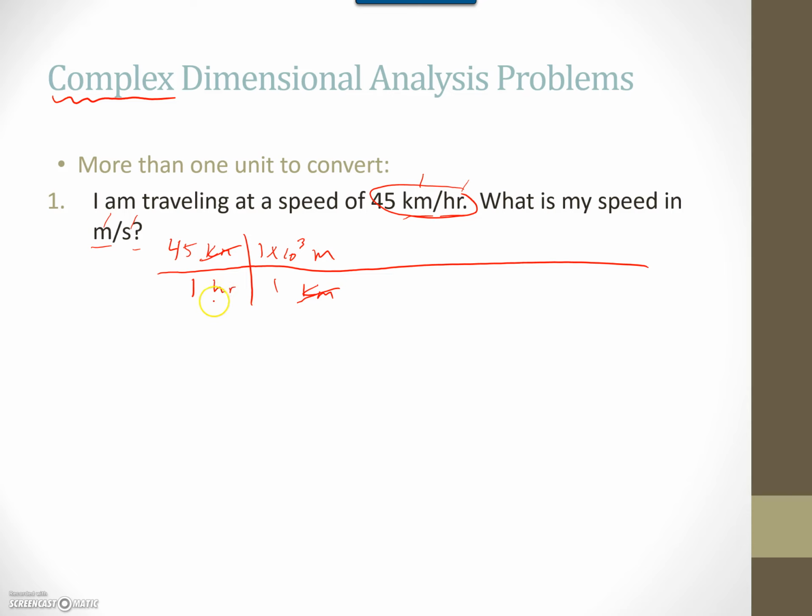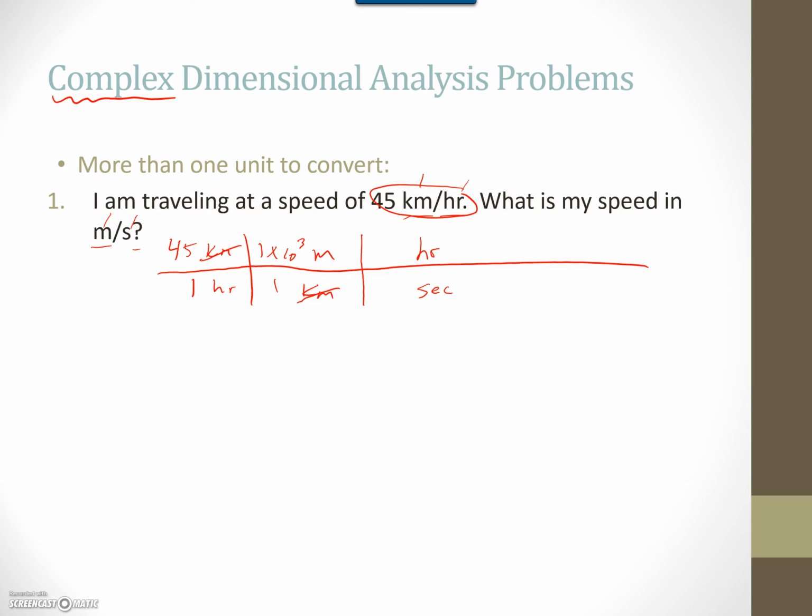My next step is to convert hours into seconds, right? So I'm going to put another line on my table. I'm going to put hours here and seconds there, right? So again, what I'm doing here is I have hours on bottom, hours on top. That's going to allow me to make that conversion, right, into seconds. So what I have to then figure out is, am I going to be multiplying, dividing? What am I doing here to convert hours into seconds in this case, right?